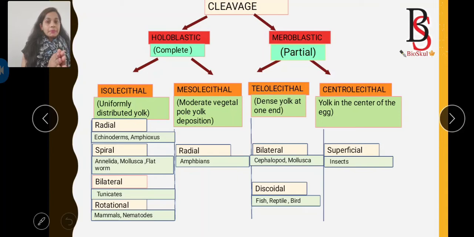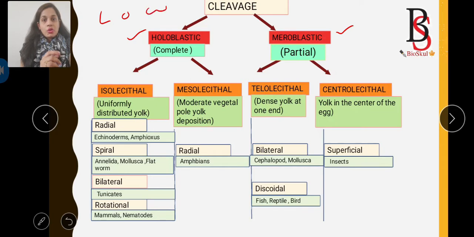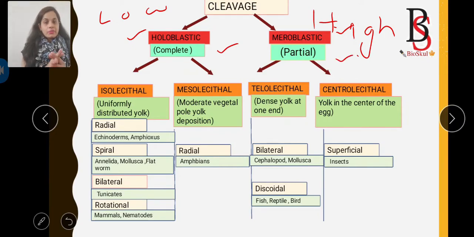You have to remember the pattern of the cleavage as well as which pattern of cleavage is found in which animal. So let's see. First, based on the amount of yolk present in the egg, the cleavage is of 2 types: holoblastic cleavage and meroblastic cleavage. If the egg has a low concentration of yolk, that leads to holoblastic cleavage. If the egg has a high concentration of yolk, that leads to meroblastic cleavage. Holoblastic cleavage is the complete cleavage, whereas meroblastic cleavage is the partial cleavage of the egg.